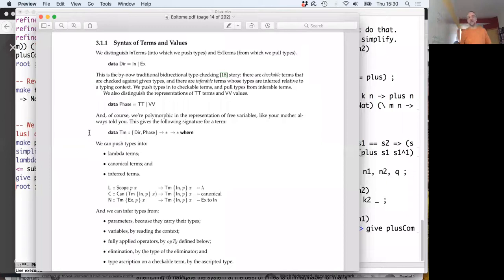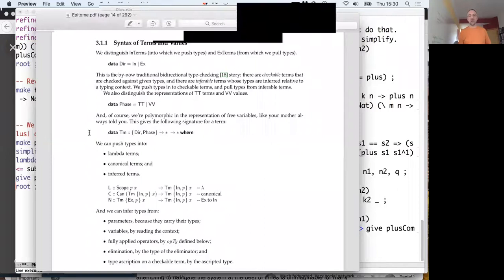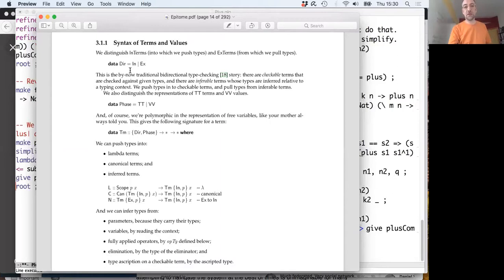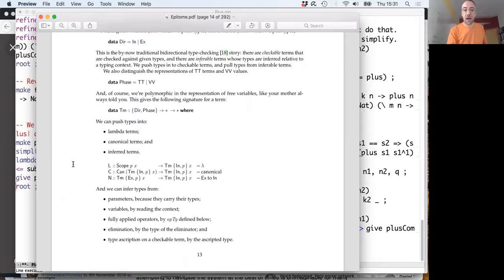So the type of terms is indexed over a direction, because we do bidirectional type checking. This is Pierre writing. Traditional bidirectional type checking. It's only traditional in my shop. So we have in terms where the types go in and ex terms where the types come out. I don't know why we did that in Latin. And we also had a sort of phase distinction. We had an old-fashioned evaluator, and we have a phase distinction between the things that we think of as terms and the things that we think of as values.